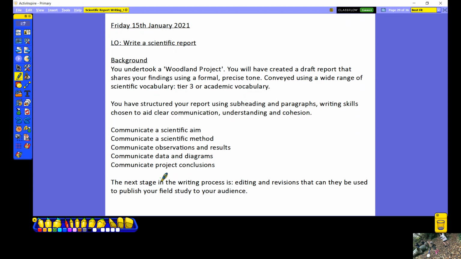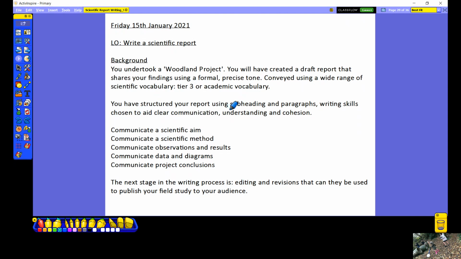And in that report, you were sharing your findings from your woodland report in a really formal, precise tone, conveyed using a wide range of scientific vocabulary. And we sometimes call that vocabulary Tier 3 or academic vocabulary. So well done for that.